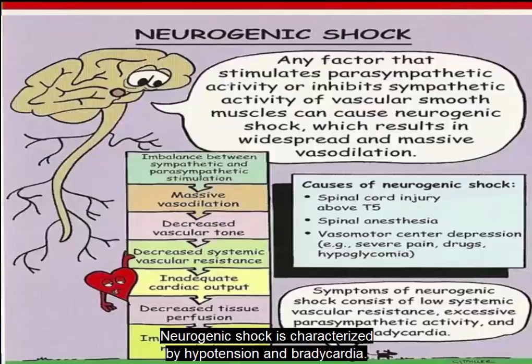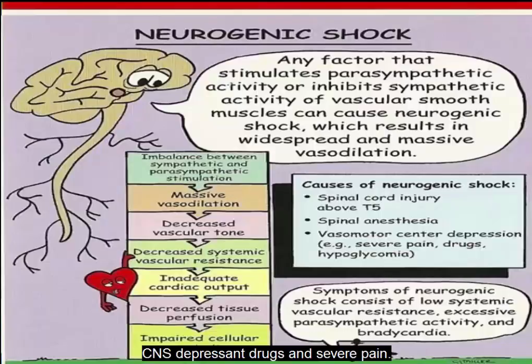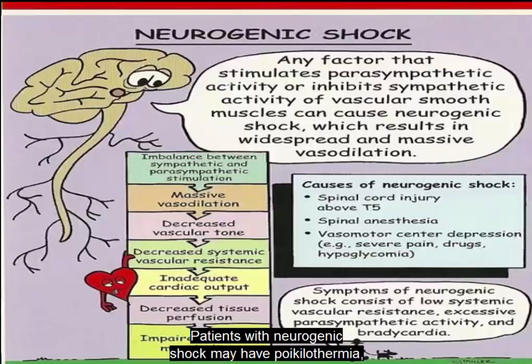Neurogenic shock is characterized by hypotension and bradycardia. Risk factors include head injuries, spinal cord trauma, insulin reactions, CNS depressant drugs, and severe pain. Patients with neurogenic shock may have poikilothermia. The room temperature should be kept warm in order to avoid hypothermia.